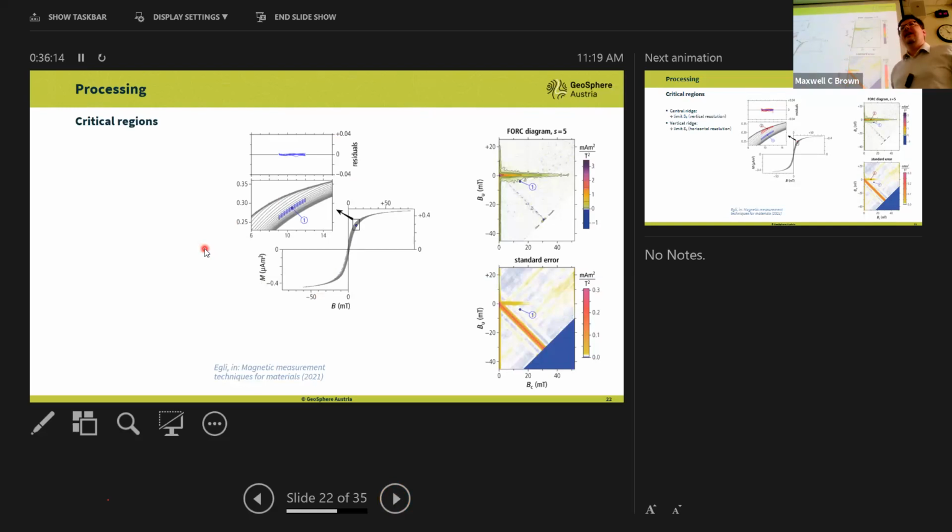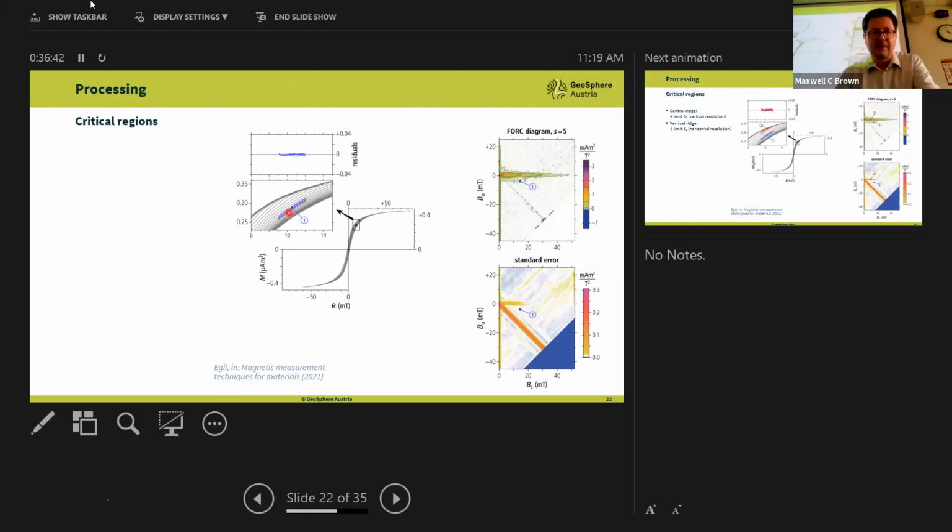But then there are critical regions, and these critical regions where you need high resolution can be everywhere in your FORC diagram, and this needs to be taken into consideration. To start with, I first show a region in the FORC diagram. These are the measurements, which is regular. There is nothing strange. You see the curves are smooth, and this represents the ideal case for processing.